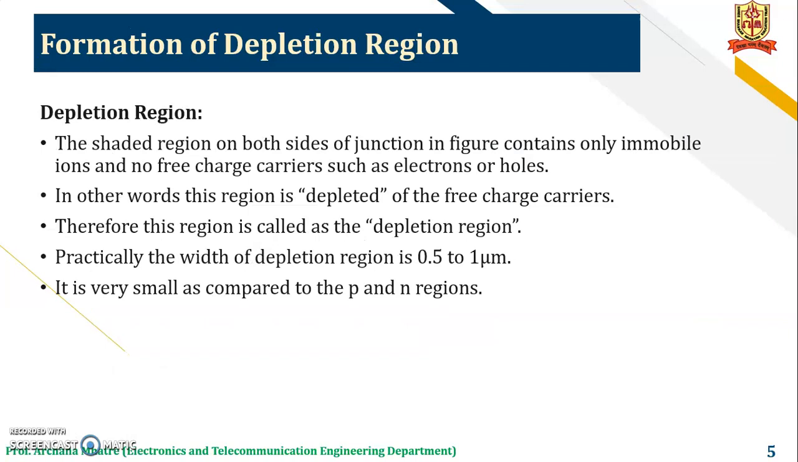Now, formation of depletion region. The shaded region on both sides of the junction in the figure contains only immobile ions and no free charge carriers such as electrons or holes. In other words, this region is depleted of the free charge carriers. Therefore, this region is called as depletion region. Practically, the width of the depletion region is 0.5 to 1 micrometer. It is very small as compared to the P and N region.